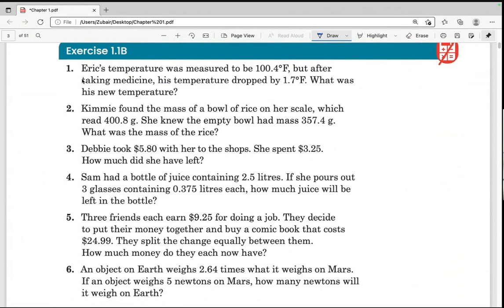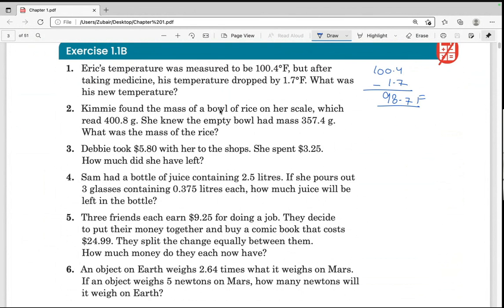Okay, word problems. Eric's temperature was measured to be 100.4 Fahrenheit, but after taking medicine, his temperature dropped by 1.7 Fahrenheit. What was his new temperature? Any confusion in interpreting what the question is asking? It's 98.7. Are we doing it manually or using a calculator? I did manually. Very good. 98.7 Fahrenheit.